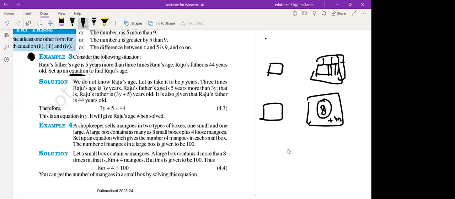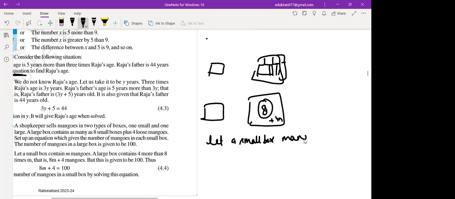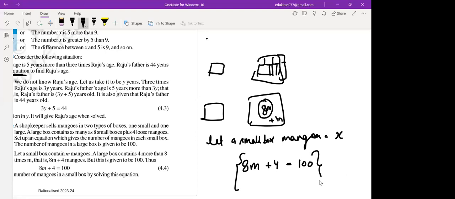So over here, you don't know the total number, right? So let the number of mangoes in a small box be X. In a large one, it is 8X, because you don't know how many are there in one box, plus there are 4 loose mangoes. And in total in the large one, there are 100. So this is your equation. Got the point?